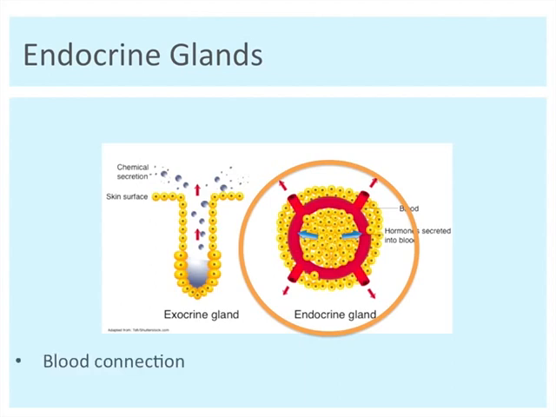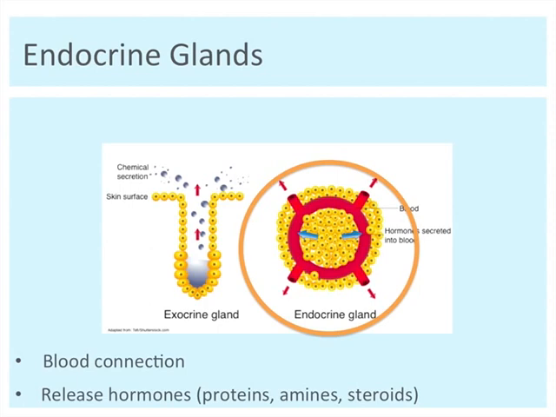Endocrine glands make chemical messengers known as hormones, and they then secrete them into the bloodstream. These hormones can be proteins, amines, or steroids, and they produce their effects upon receptor binding and cause a change within a cell.